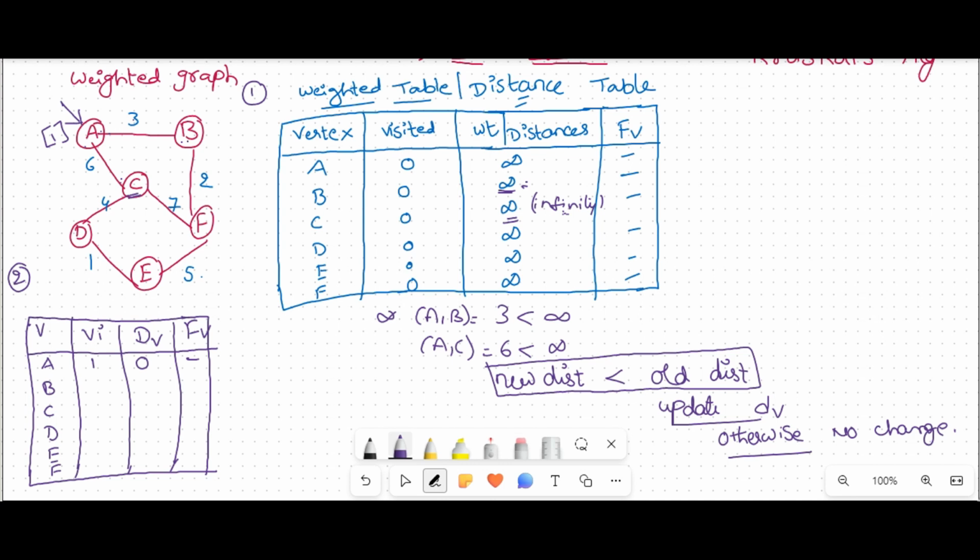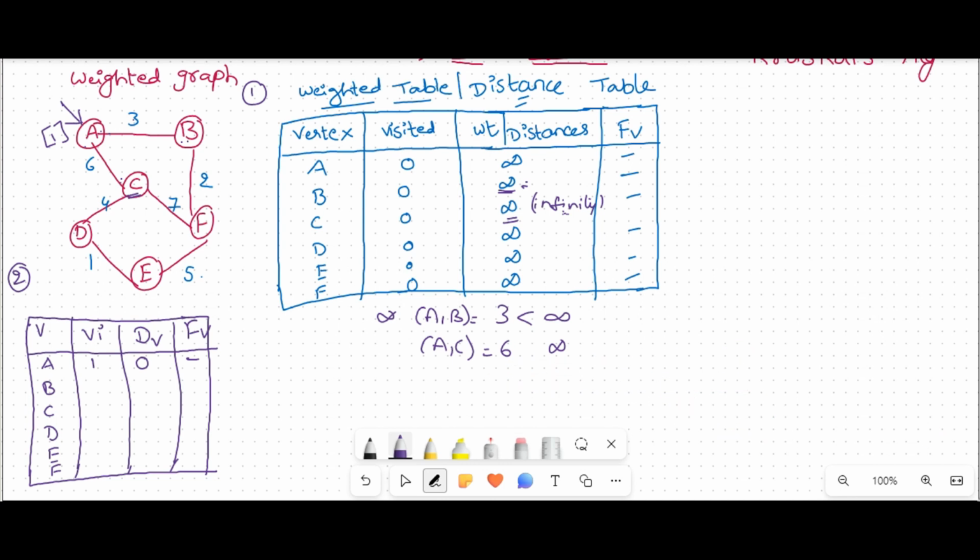This is the condition we have to remember. So now A to B, the distance is 3 units, from the vertex A. From A to C, the distance is 6 units, from vertex A. The remaining vertices are not visited, so write those values as they are: infinity, and from the vertex we don't know.